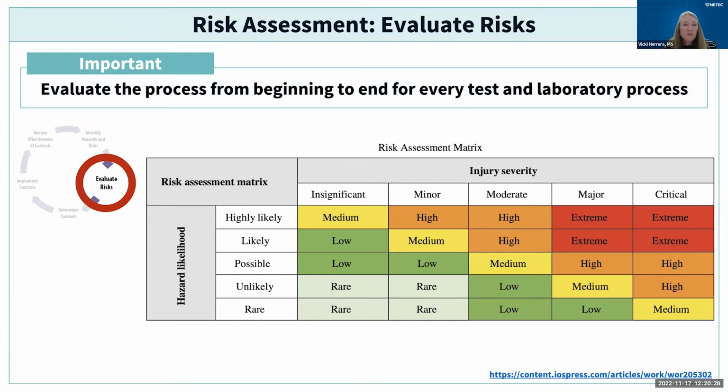Once you've identified your risk, you want to evaluate that risk. The infectious dose of Ebola is very low. Therefore, many of the risks identified in the laboratory could be in the high or extreme category. For example, a leaky tube that's not in a secondary container could expose you to bodily fluids and would therefore present an extreme risk. Next slide, please.